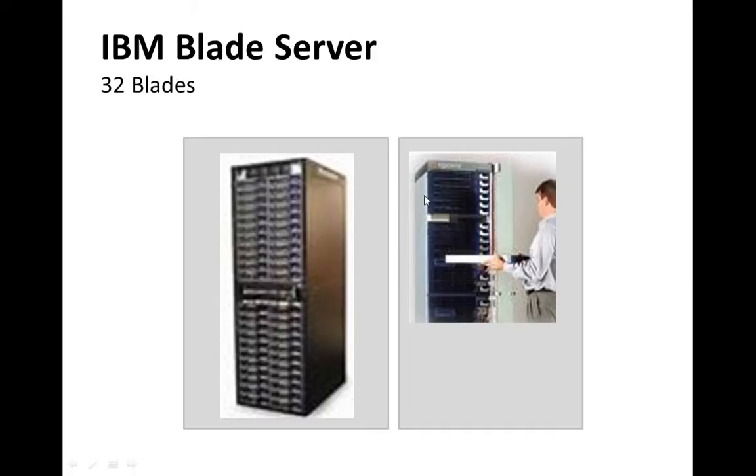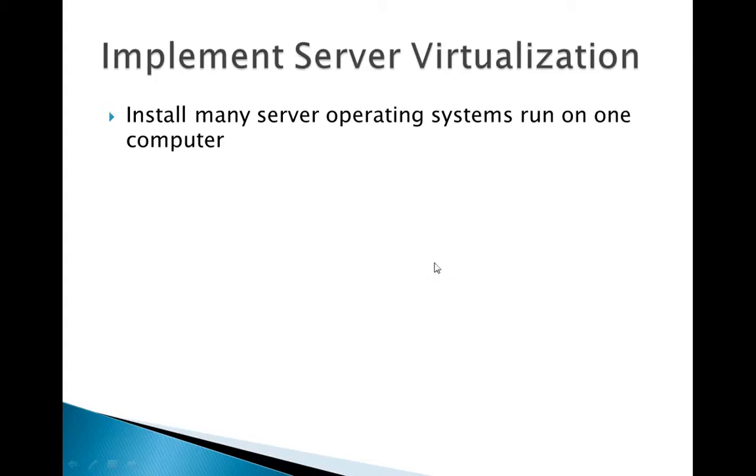Of course, here at CCBC, when we bought it, we bought the rack, and we only put 4 blades in it initially because they're $4,000 per blade, and then we got more later as necessary. And then, to implement server virtualization, we installed the multiple server operating systems on the one big blade server.